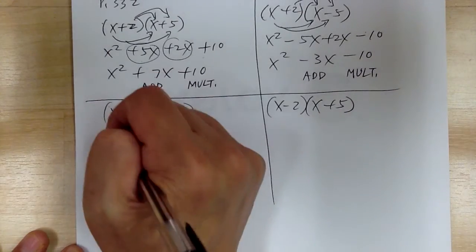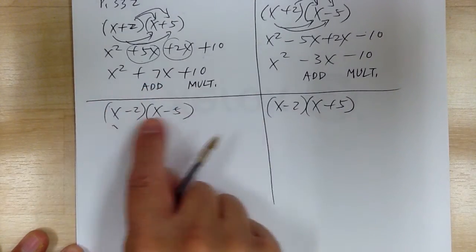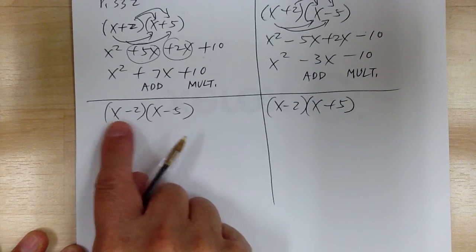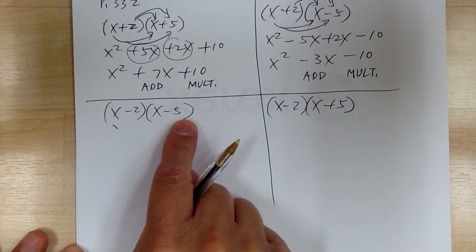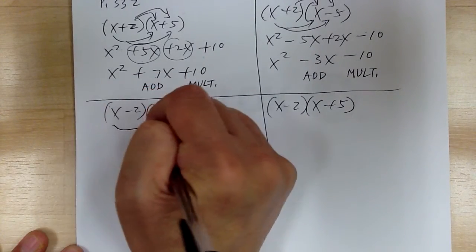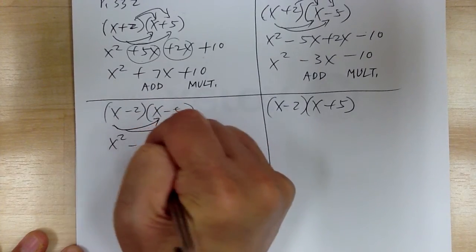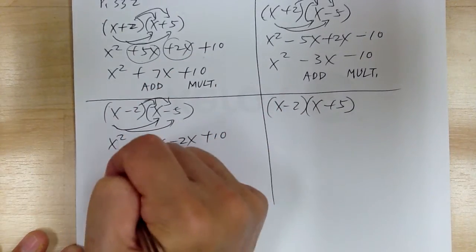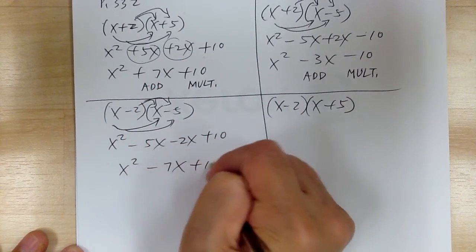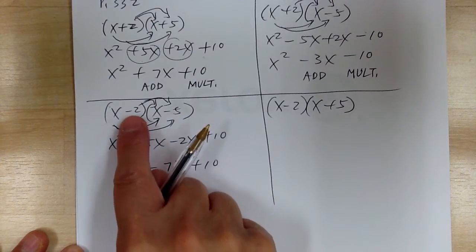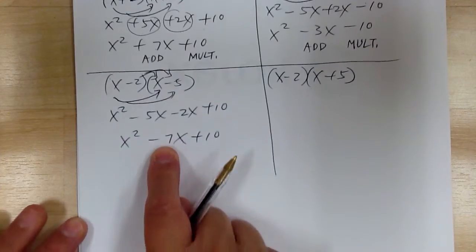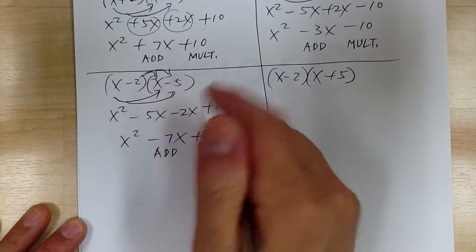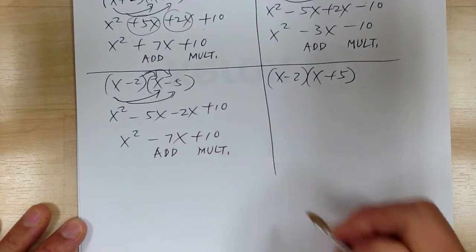Notice the pattern. If you know the pattern, without doing all the steps, you should know that the answer would be x squared minus 7x plus 10. But if you don't get it, you can try this again. x squared, minus 5x, minus 2x, plus 10. So you're going to get x squared minus 7x plus 10. Again, this came from adding: negative 2 plus negative 5 gets negative 7. And this came from multiplying the two numbers, negative 2 times negative 5.